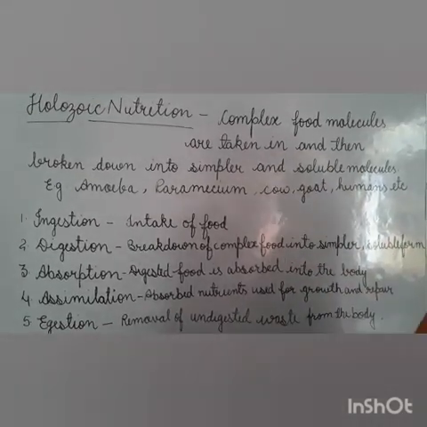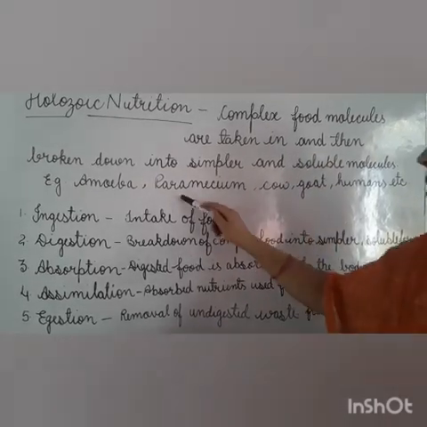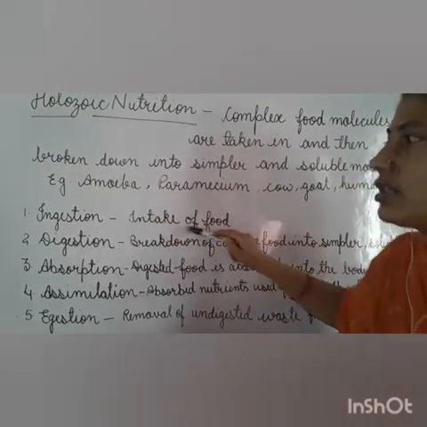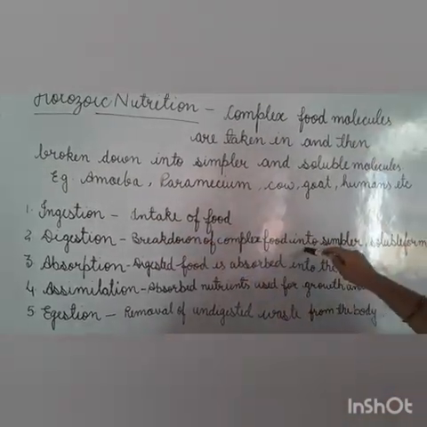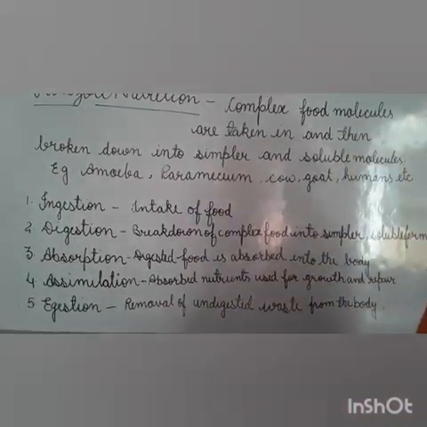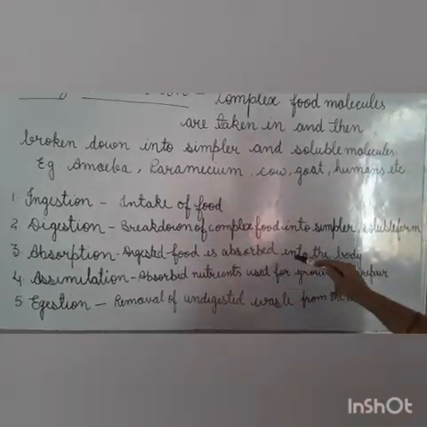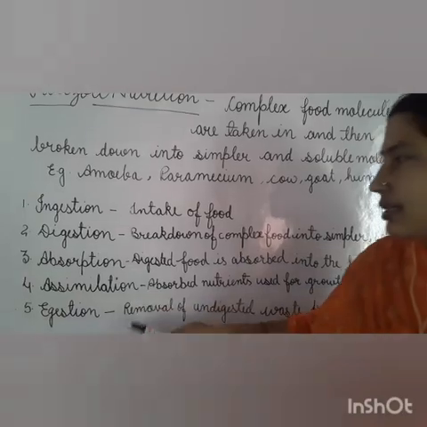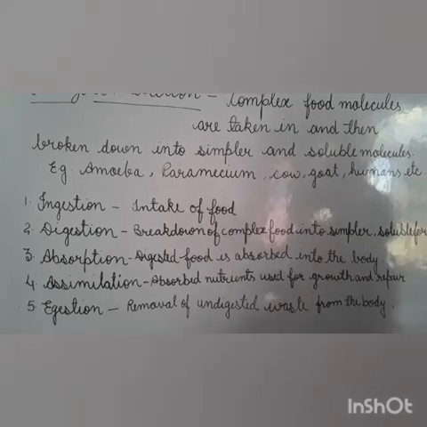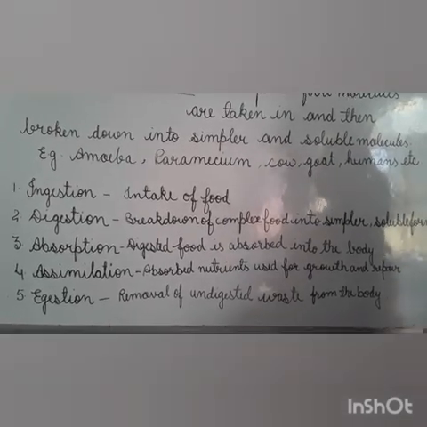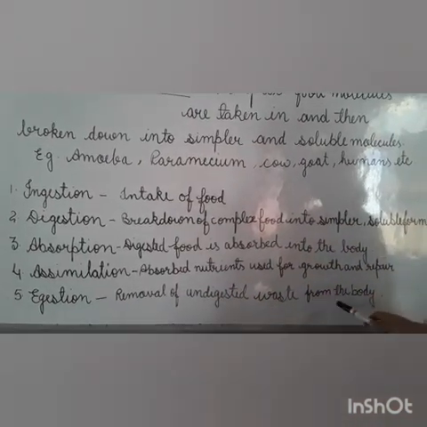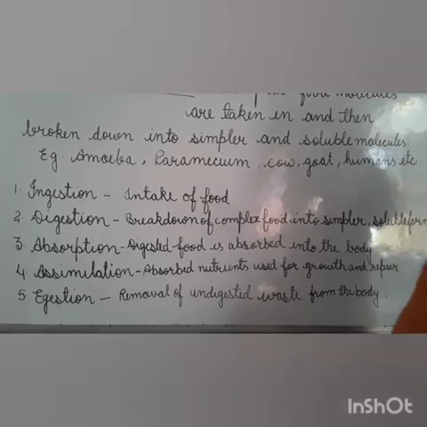So, we have learnt about the holozoic mode of nutrition and the steps involved in it. These are ingestion, means intake of food; digestion, breakdown of complex food particles into simpler ones; and third step is absorption. What is absorption? Digested food is absorbed into the body. And assimilation. What is assimilation? Absorbed nutrients are used for growth, repair and to get energy. And last step, egestion, is removal of undigested waste from the body. So these are 5 steps.